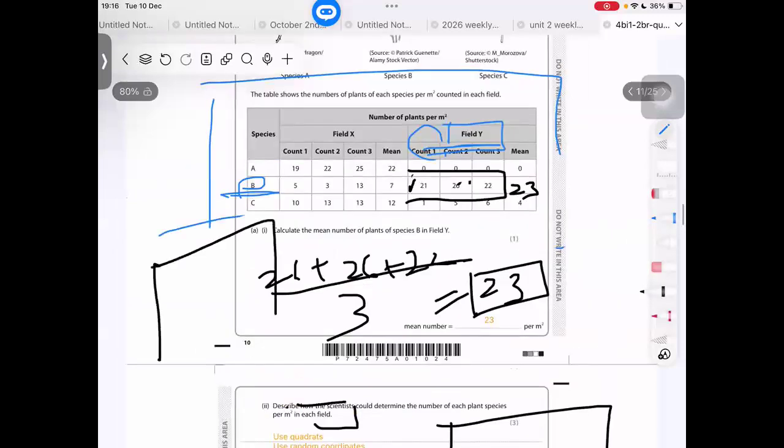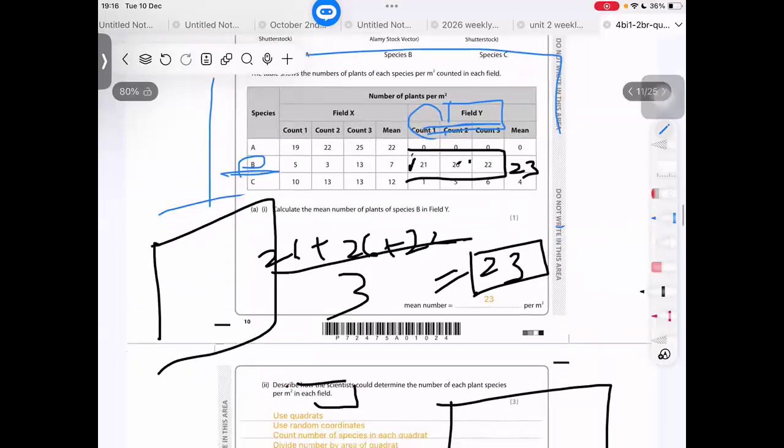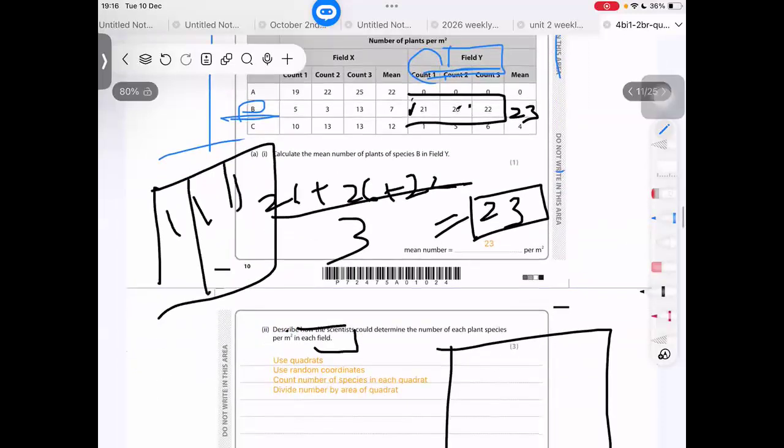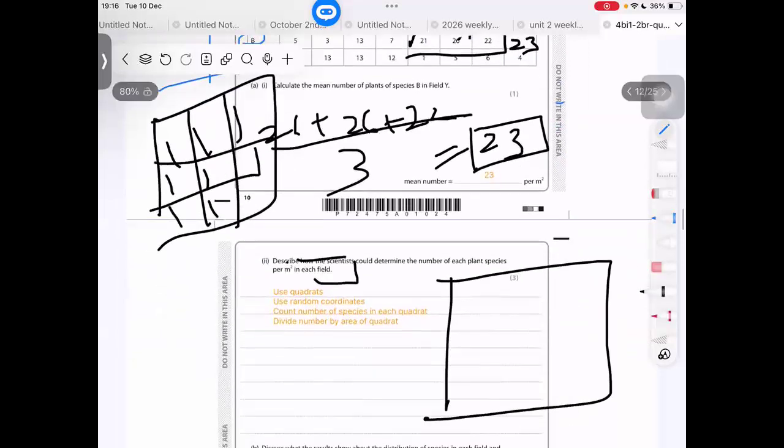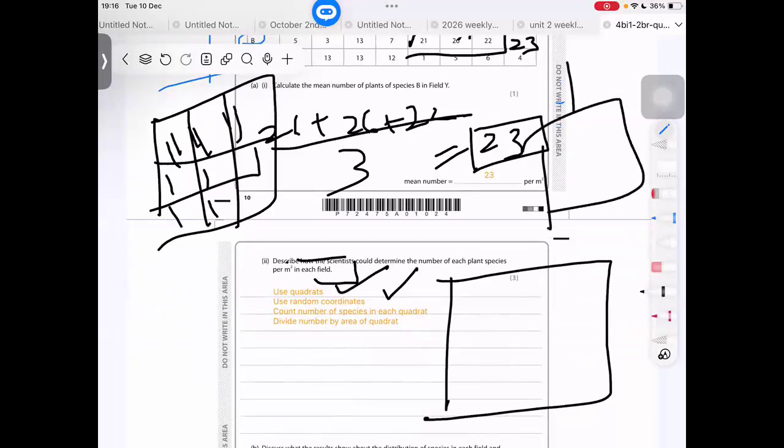By placing the quadrats on the particular grass or on the particular soil, they have counted the number of plants in each of these quadrats. So the first answer should be using quadrats, or else you can use random coordinates as well. And then you can count the number of species in each of these quadrats. You can use several quadrats and count the number of species in each quadrat.